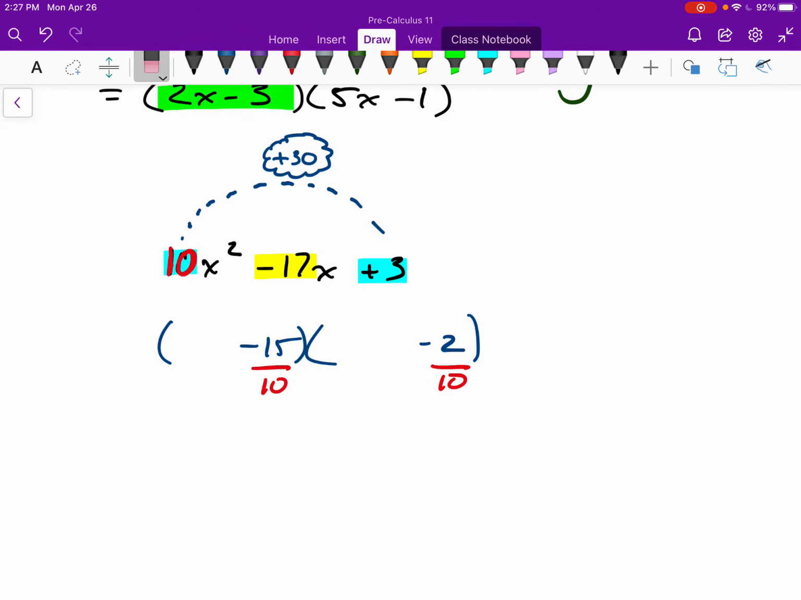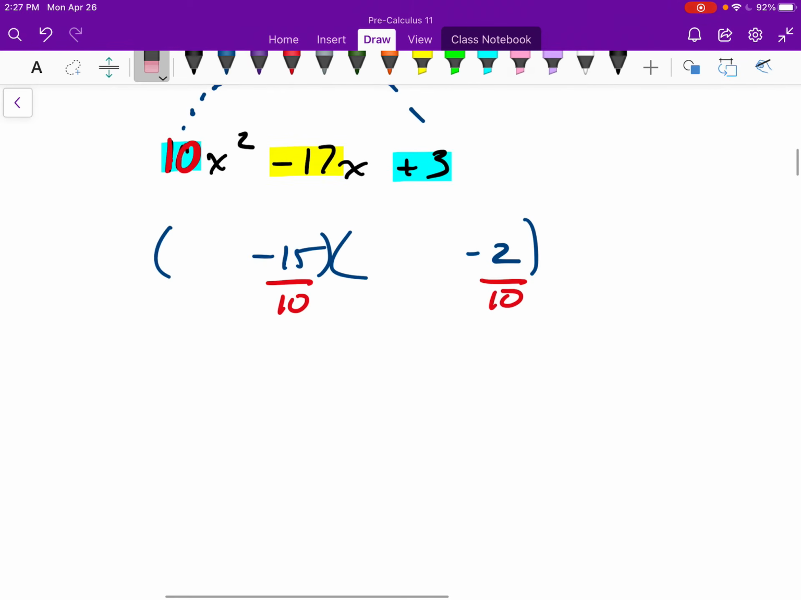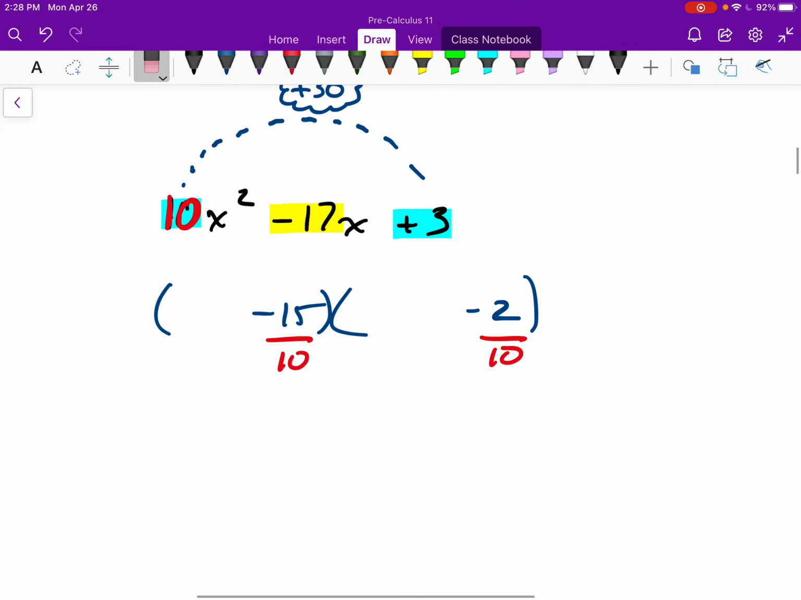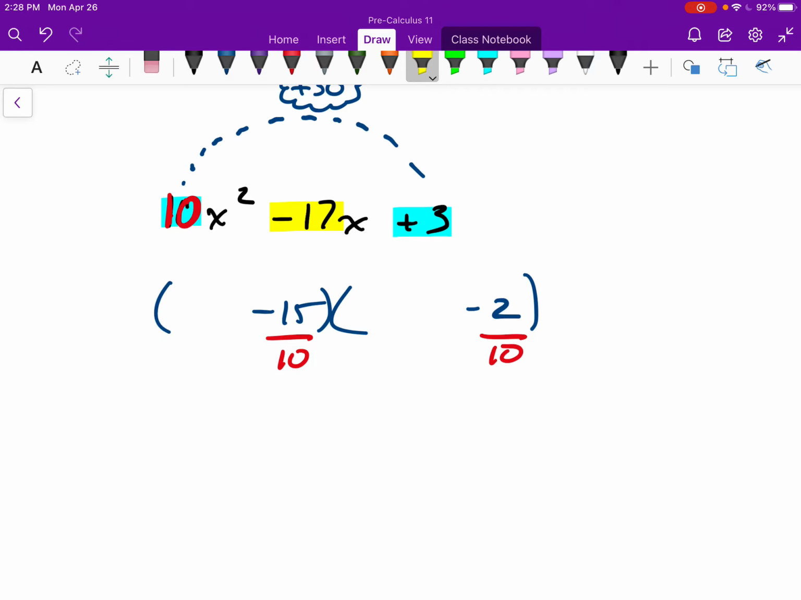And now I inspect what I have here. For example, let's look at this first term here. I have 15 over 10. Well, that reduces to 3 over 2. And over here, let me look at 2 over 10. That reduces to 1 over 5.